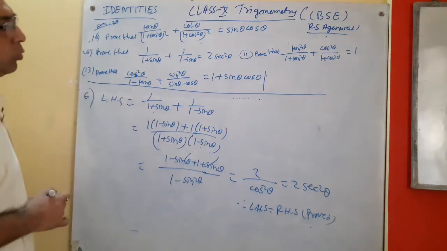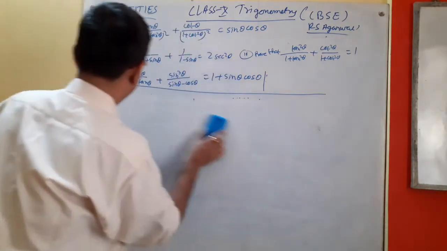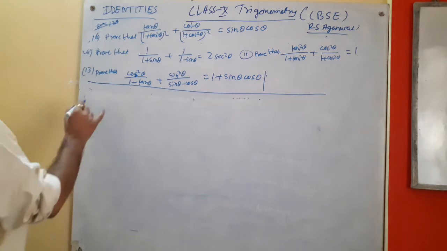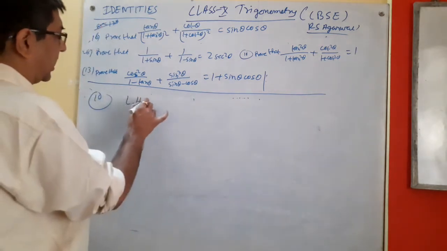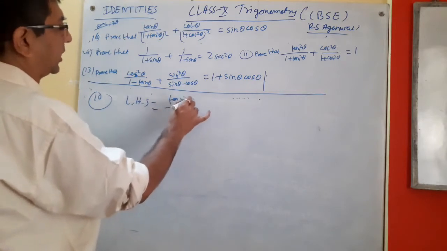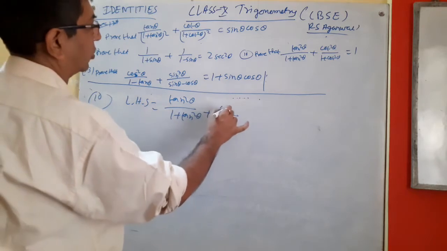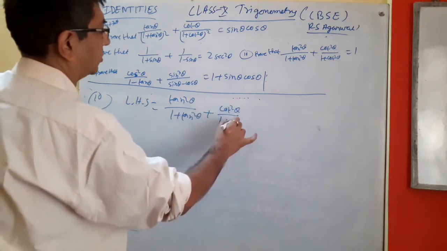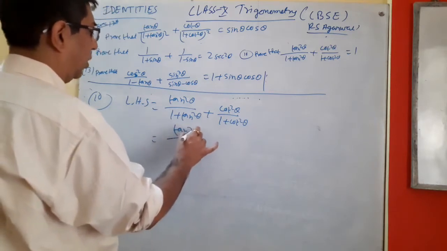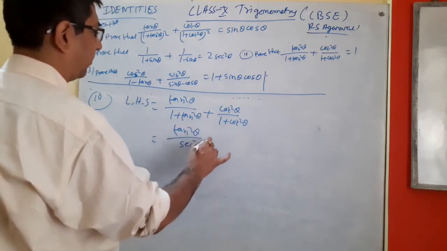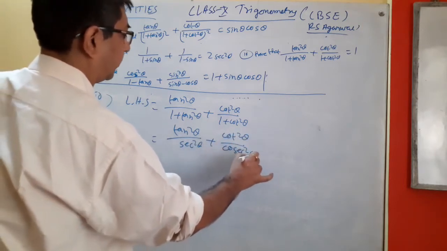Now we'll go to question number 10. Prove that tan square theta, LHS, just the application of formula: tan square theta by 1 plus tan square theta plus cot square theta by 1 plus cot square theta. That is equal to 1, you have to prove. So 1 plus tan square theta is sec square theta. 1 plus cot square theta is cosec square theta.